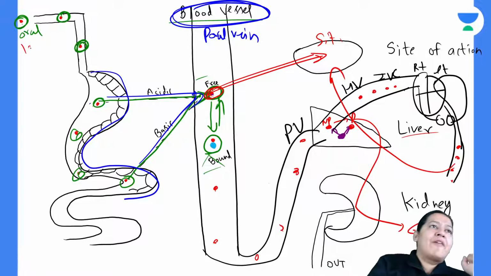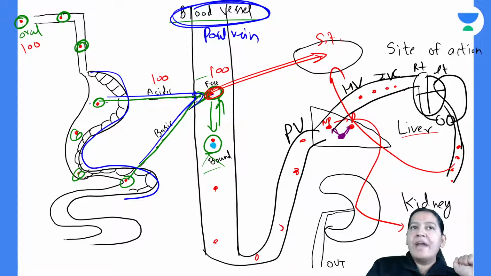Listen, if you are taking 100 milligram of the drug, if all 100 is absorbed, just suppose it is reaching in the blood, right? So it is reaching in the portal vein. So 100 is going in the portal vein.